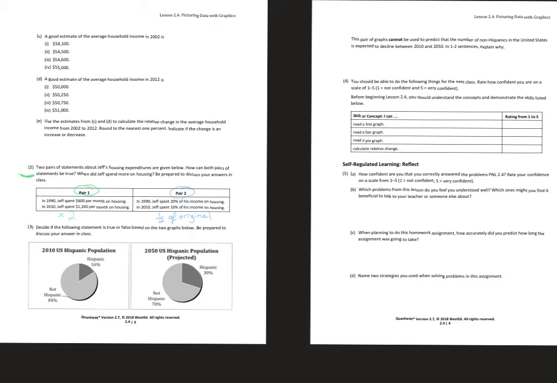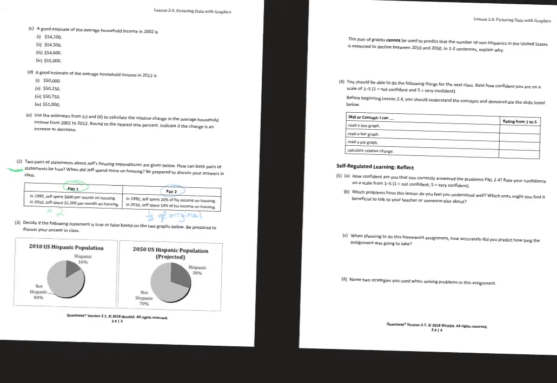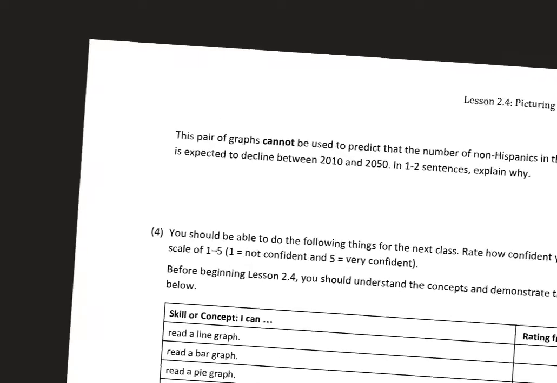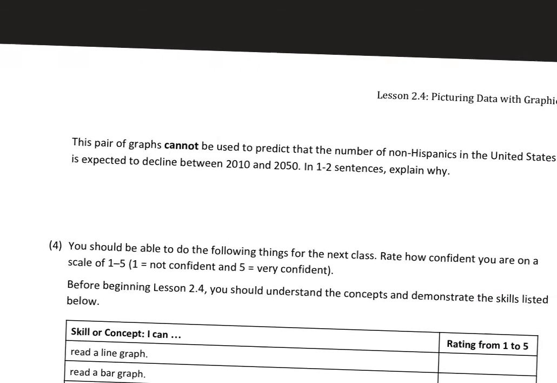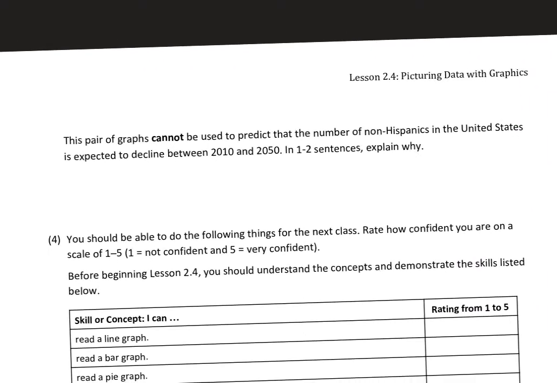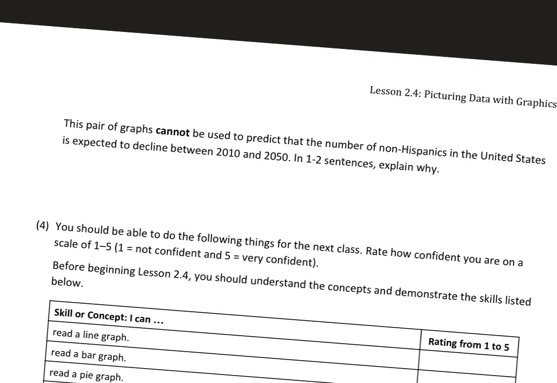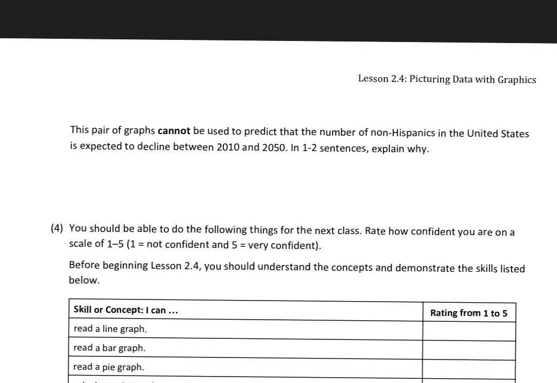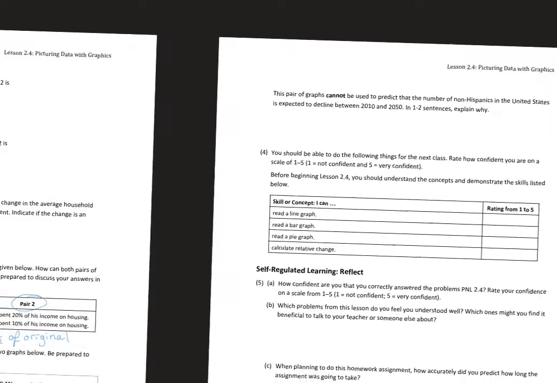So in 2010, Hispanics made up 16% of the population and non-Hispanics 84%. So the projection is that in 2050, Hispanics will make up 30% of the population and non-Hispanics will make up 70% of the population. Now, the comment over here is that this pair of graphs cannot be used to predict that the number of non-Hispanics in the United States is expected to decline between 2010 and 2050. In 1 to 2 sentences, explain why.